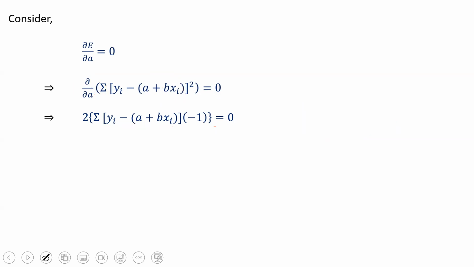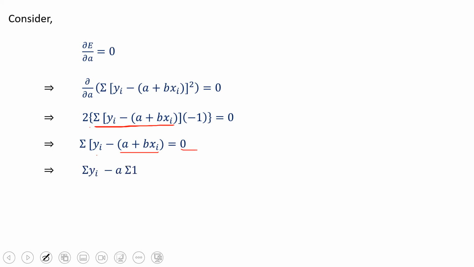Now this is 2 and minus 1. This is minus 2. Since the multiple of this term, minus 2 of this, is equal to 0, the minus 2 will not be equal to 0. So this term will become 0 because minus 2 is constant, and a constant never will be 0. So the sum of yi minus (a plus bxi) will be equal to 0.